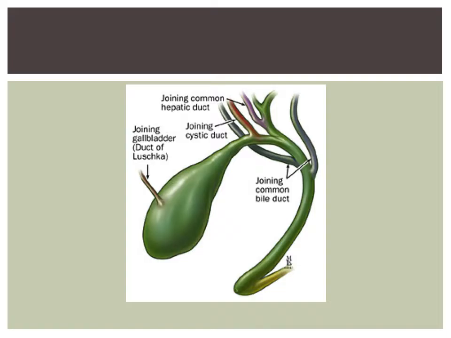The common bile duct empties into the upper part of the small intestine through the opening of the sphincter of Oddi. Normally the sphincter is closed and causes bile to back up into the cystic duct and furthermore into the gallbladder. This causes the gallbladder to fill and store bile.